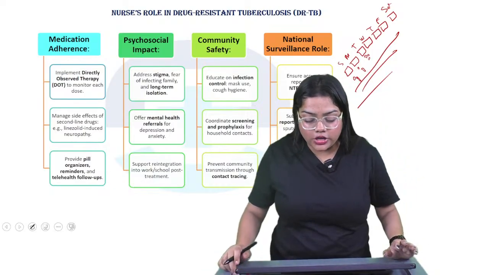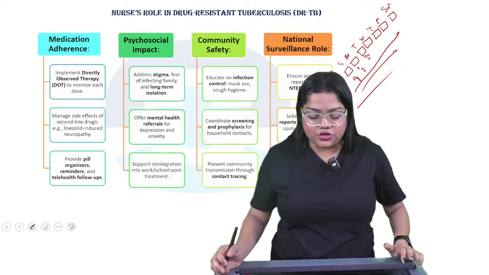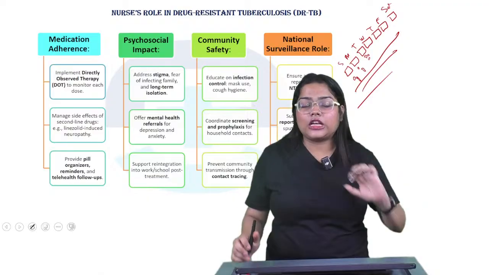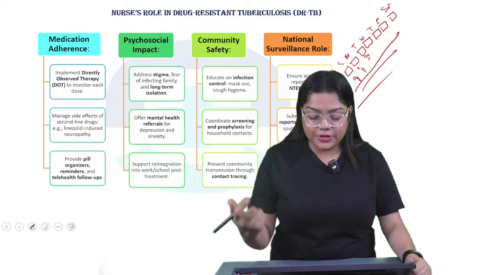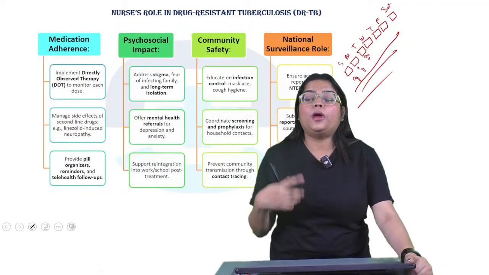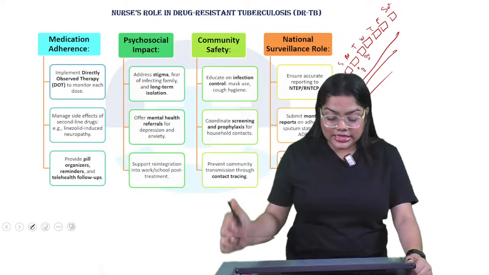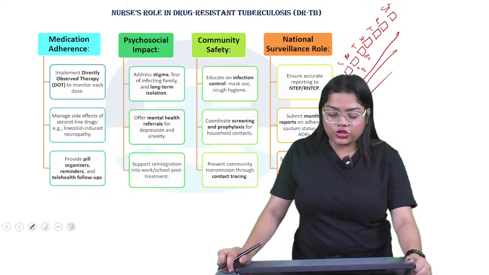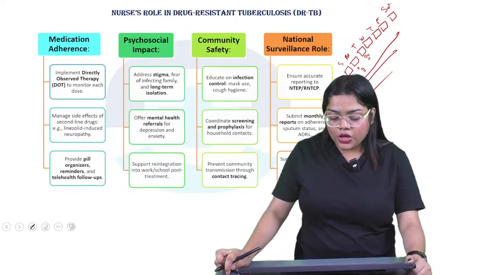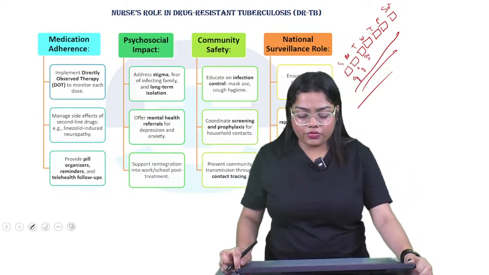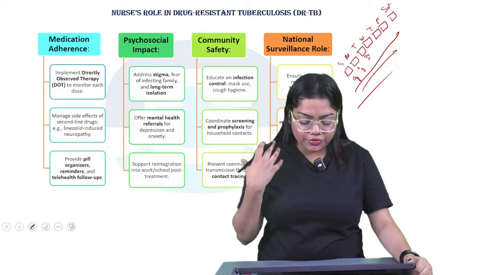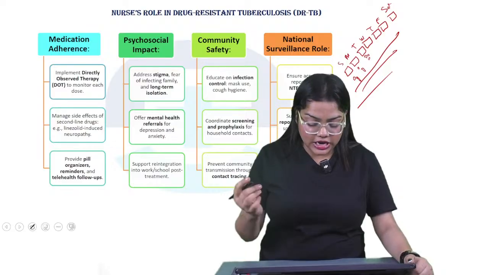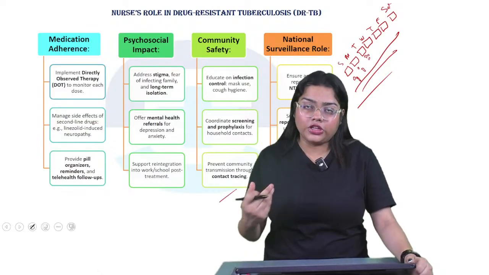Next one is coordinate screening and prophylaxis, okay. So we have to tell the patient to coordinate with us. Also we have to coordinate with the patient for the screening and proper prophylaxis of the disease, okay. Then prevent community transmission through contact tracing, okay. So we have to do tracking for the patient, okay, and we have to monitor them.